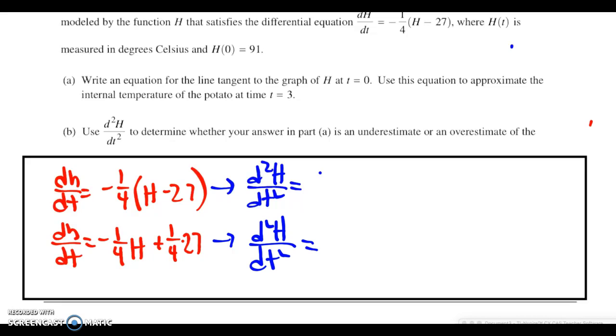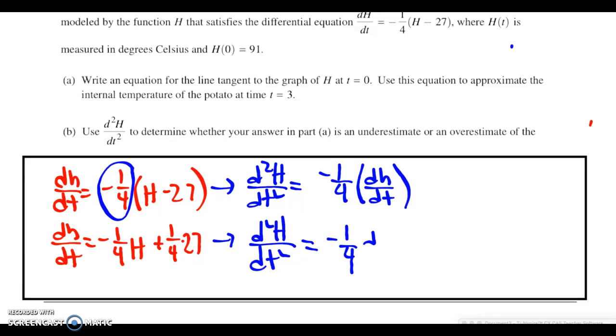So for the first one, it would be negative 1/4 times the derivative of h, which is dh/dt. And the derivative of negative 27 is a constant that goes away. A constant multiplied on the outside just continues into its next derivative. Or if I simplify it, I would get d squared h over dt squared equals negative 1/4 dh/dt.